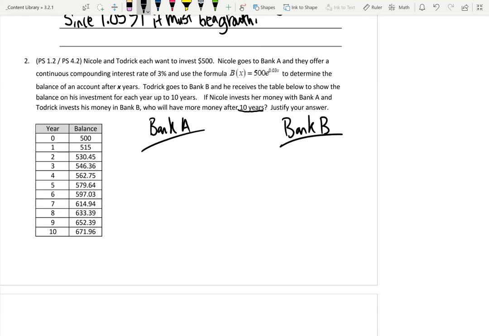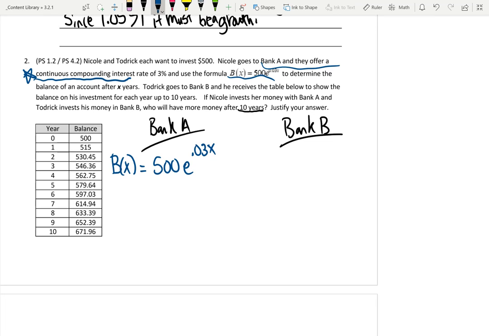So Bank A is offering, let's see, continuously compounding interest. I know that's going to have e. Oh, wait, it did have e. I'm great at this. B of x is going to be equal to 500e^(0.03x). And notice how 500 is the starting amount times e to the percent of time. This is the standard form for continuously compounding interest.